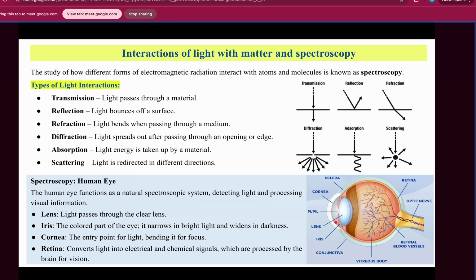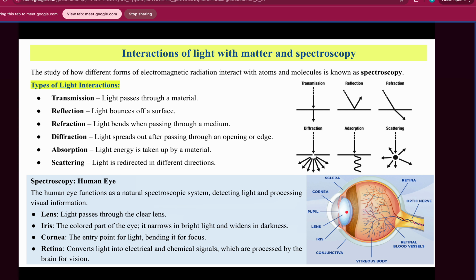In our eye, we have a lens which helps in passing the light through it and refracting that light. First of all, light passes through the clear lens present in our eye, and the iris is the colored part, which responds to the light. Whenever there is bright light, it narrows down, and whenever there is darkness, it widens. Depending on how much light is coming, it tries to protect our lens. That is one of the advantages of the iris. And the cornea is the entry point from where the light comes, and the iris manages how much light is passed through the lens.